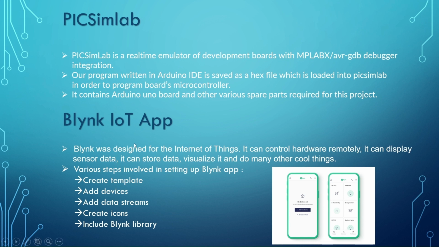Next is Blynk IoT application. Blynk was designed for the Internet of Things. It can control hardware remotely, it can display sensor data, it can store data, visualize it, and do many other cool things. Various steps involved in setting up Blynk mobile application are create template, add devices, add data streams, create icons, include Blynk library.